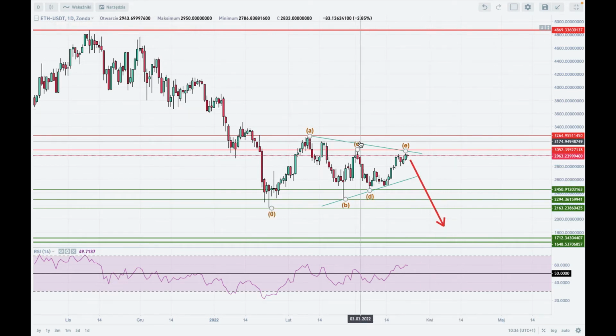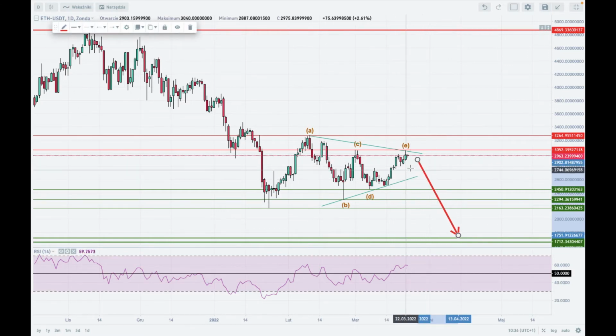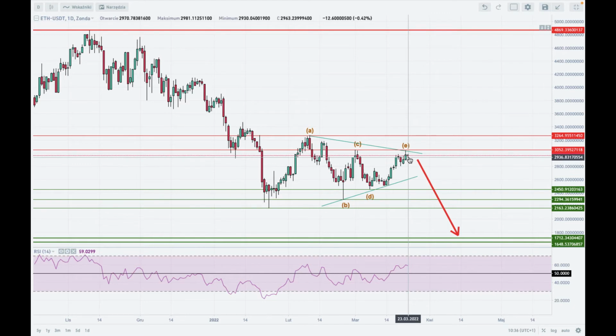The question is always whether the wave E of the triangle had been completed, right? So we don't know that yet. We can only speculate that possibly this pattern looks completed, and we should prepare ourselves for another wave to the downside. Where is the target for bears? Well, it looks like the target is the key long-term technical support, which is located at 1,712, 1,648. This is the target zone, just between those two levels.